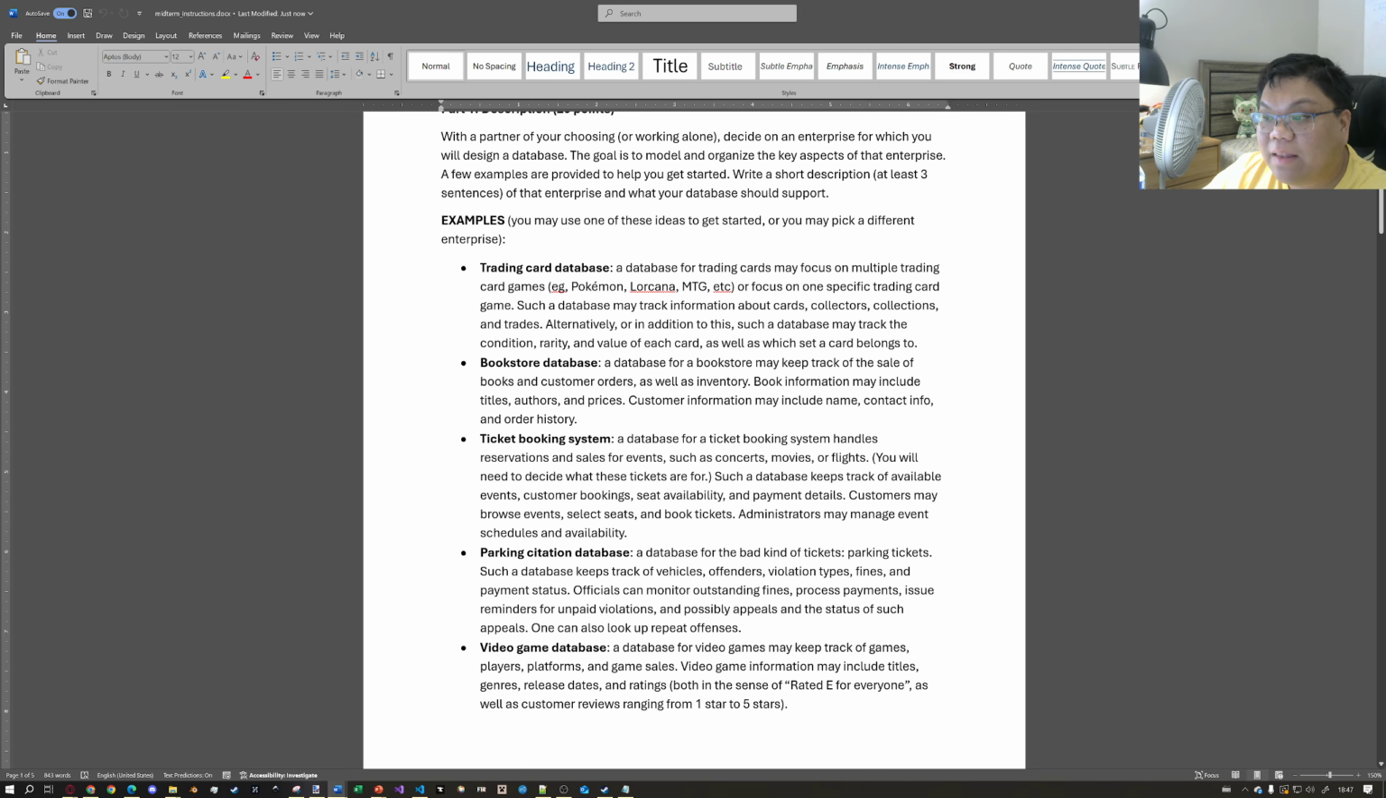So such a database might focus on multiple TCGs like Pokemon, Lorcana, Magic the Gathering, or you might focus on one specific TCG. Either way, you might have databases on cards from different sets. Like right now, Magic the Gathering has this Spider-Man set, and upcoming is the Avatar The Last Airbender set. Those are considered different sets that you might want to represent in a database. You might also want to represent card membership of a set.